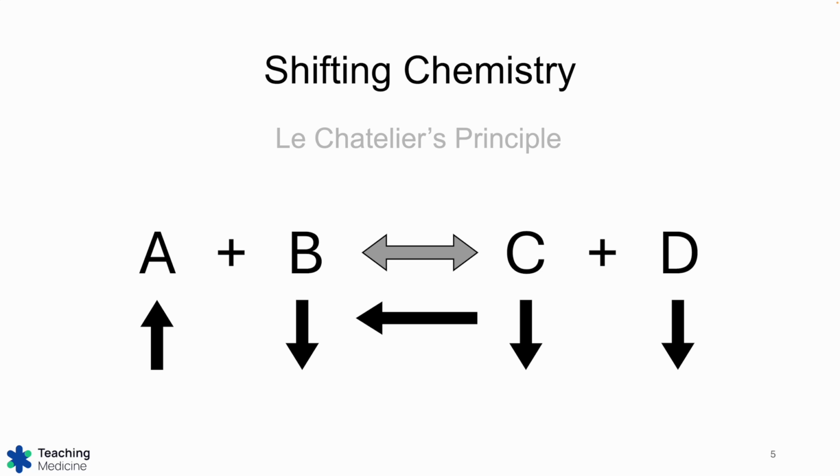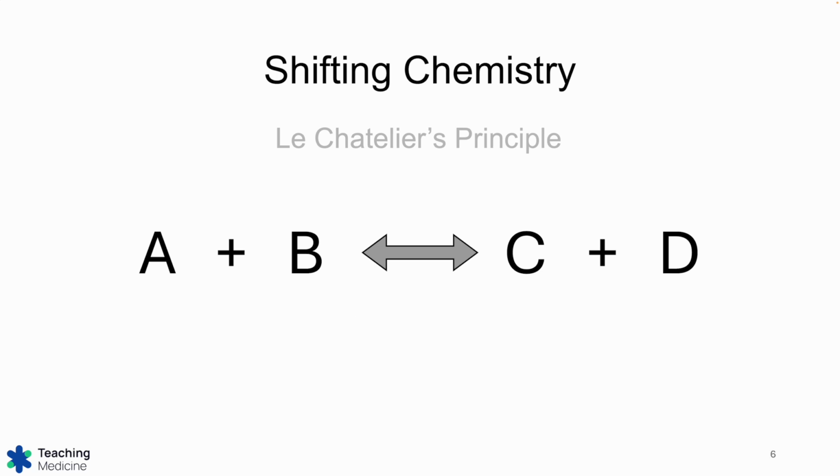So to reiterate, if the first event is that chemical B goes down, the second event is that chemicals C and D will react with each other and their concentrations will go down and chemical A will go up. The same principle is true if we manipulate the right side of the equation as well.